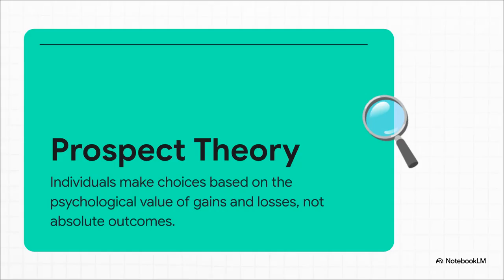A true cornerstone of behavioral finance is an idea called prospect theory. It explains that when we make decisions under uncertainty, we are not driven by absolute outcomes, but by the psychological value of potential gains and losses relative to some starting point. This entire framework is really built on 2 key concepts: mental accounting and, most importantly, loss aversion.